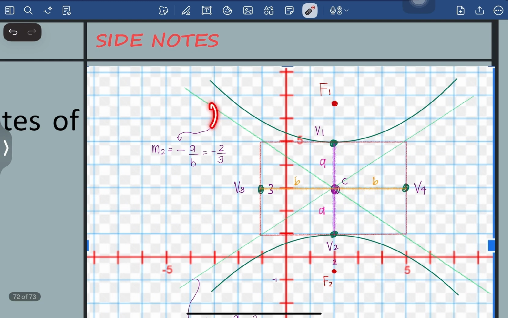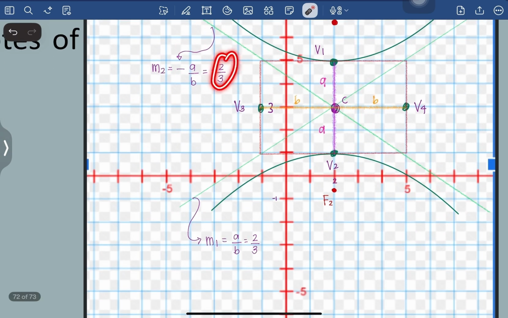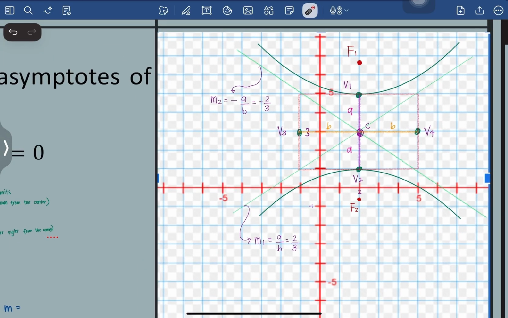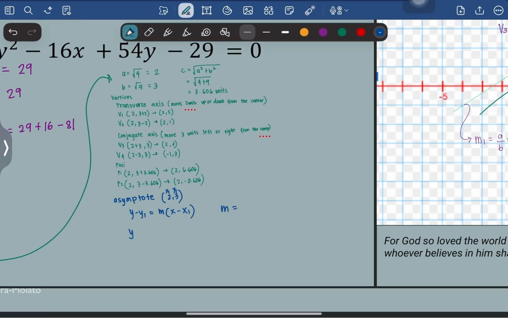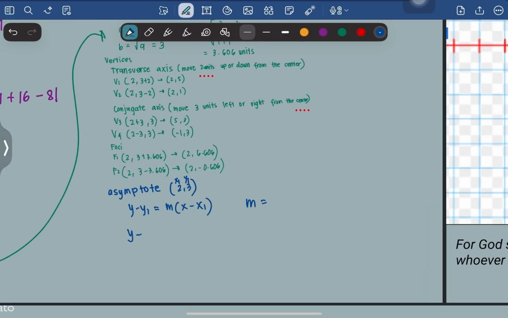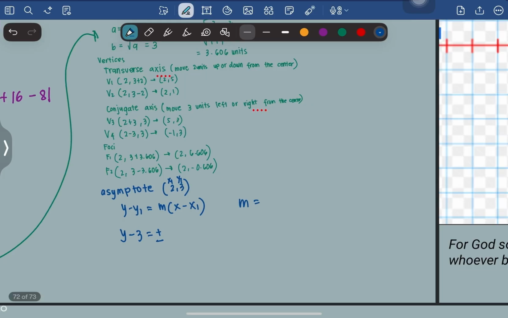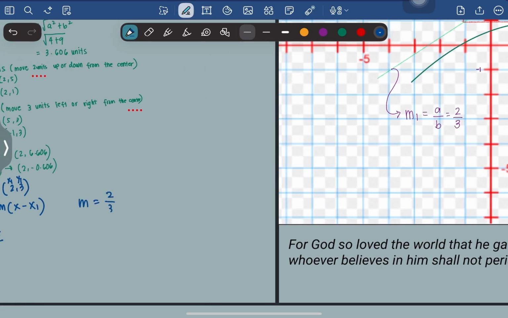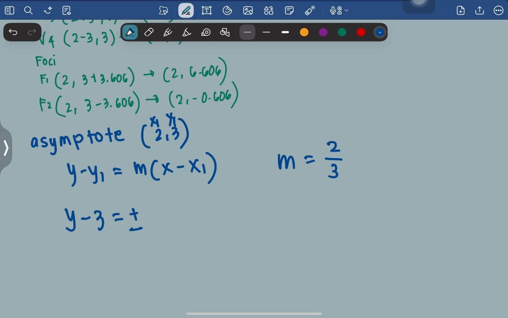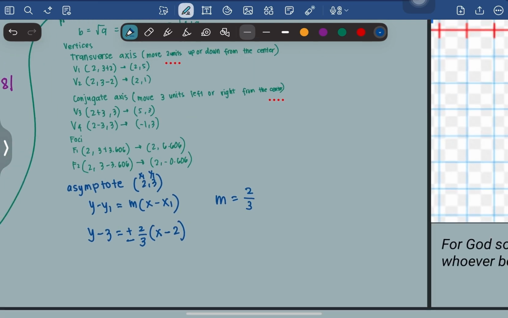Then for the second asymptote, going downward siya. So same lang yung numerical value, but with opposite sign kasi going downward. So negative yung lalabas. So therefore, the equation is plus minus the slope is 2/3. So positive, negative slope times x minus 2. So this is the equation.